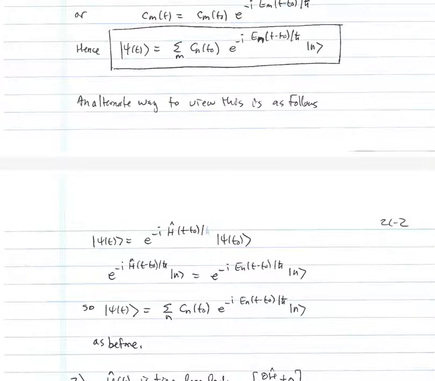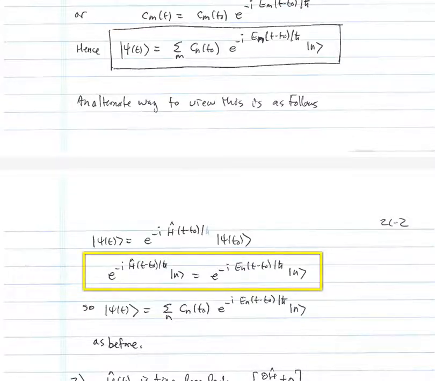Well, if you look below the line that I just read out, e to the minus i H hat times t minus t0 divided by h bar acting on n is equal to e to the minus i En t minus t0 over h bar acting on n. So go take a look at that summation. I've got that expression, e to the minus i En t minus t0 over h bar acting on the ket n. I can replace that by the operator expression, e to the minus i H hat multiplied by t minus t0 over h bar acting on n.